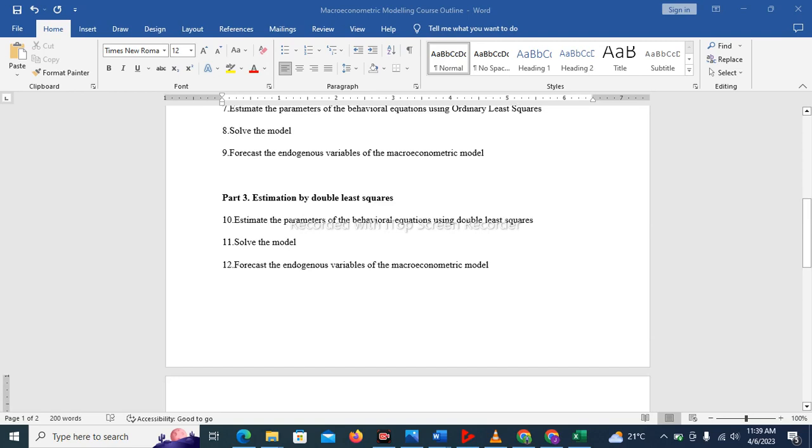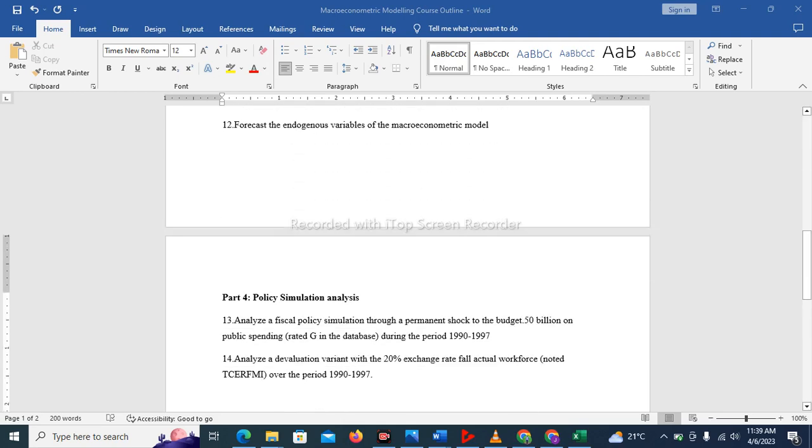In the third part, we shall be estimating our model using what we call double least squares. And here we shall estimate the parameters again of the behavioral equations using double least squares, solve the model, and lastly forecast the endogenous variables of the macroeconometric model.